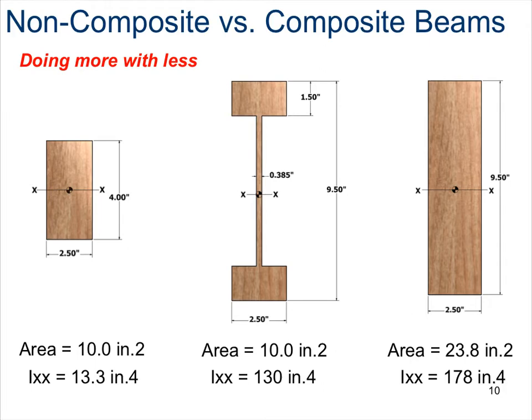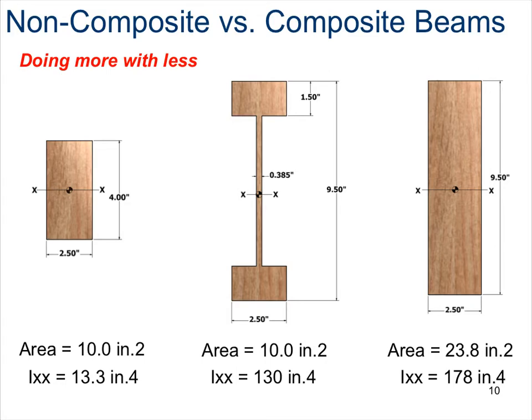So after looking at the area and moment of inertia of each of these three respective beams, why do you think the I-beams are used rather than rectangular sections? What is the advantage to using a wooden I-beam rather than the dimensional lumber alone? Note that the first two cross sections have the same cross-sectional area, but the I-beam provides a moment of inertia that's nearly 10 times larger.